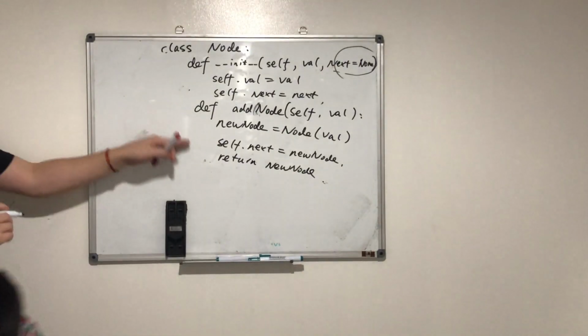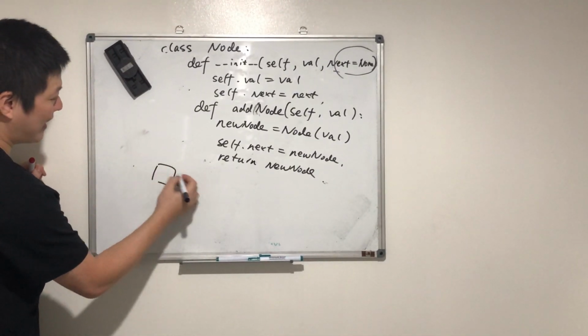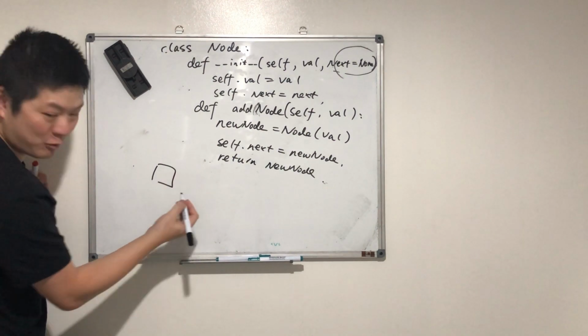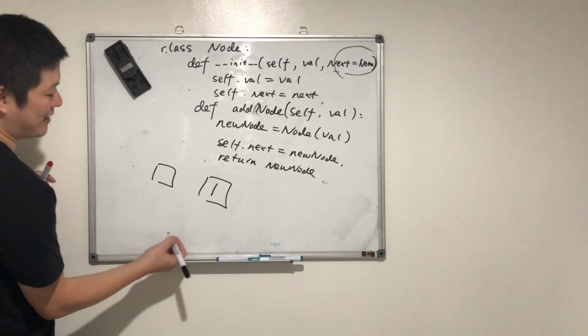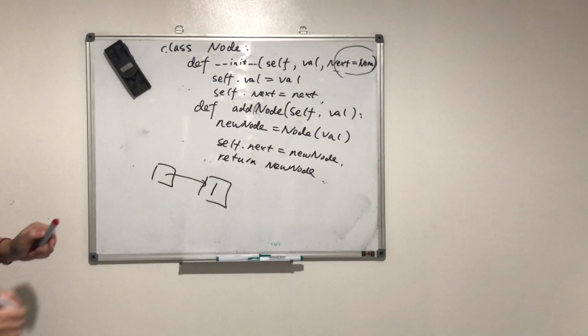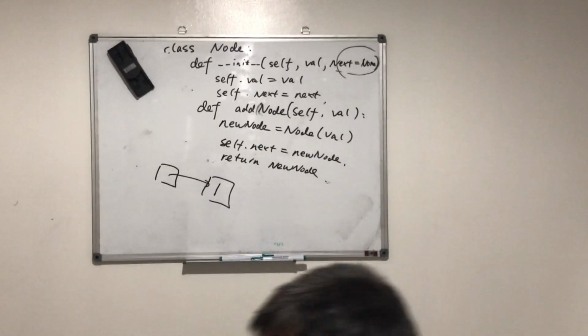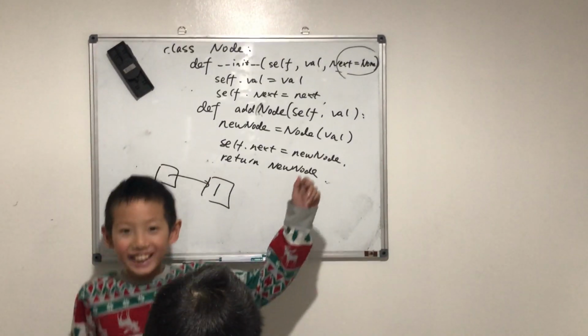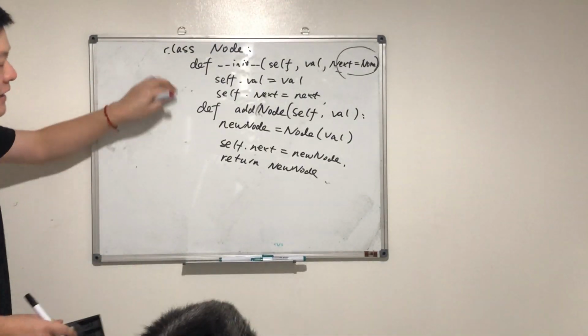So now, it means that if I have a node head, and then we add a new node, for example I created a new node 1, and then I added a link to it. Okay, so remember this.